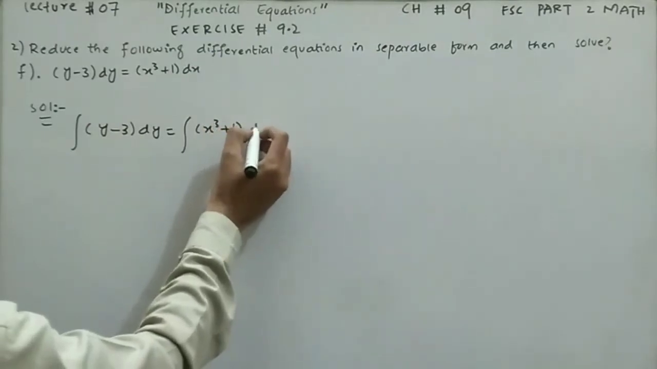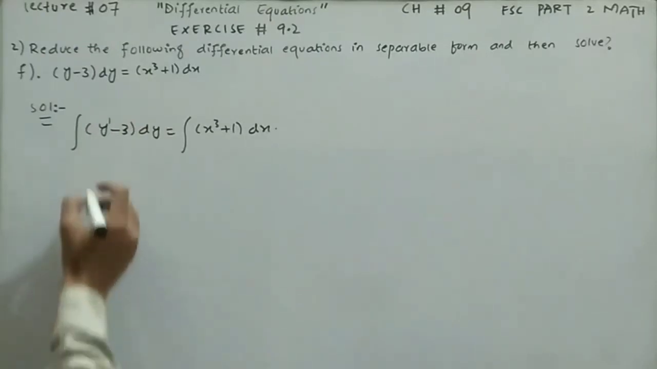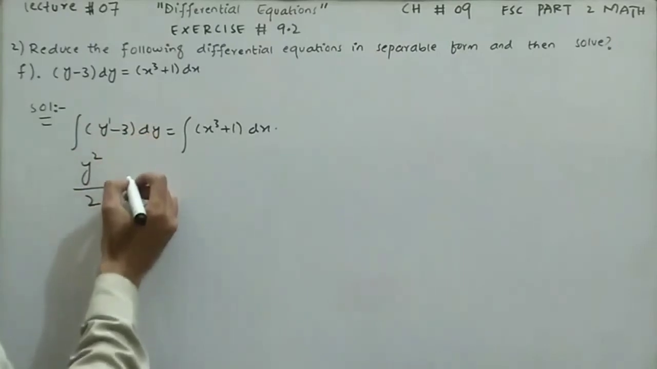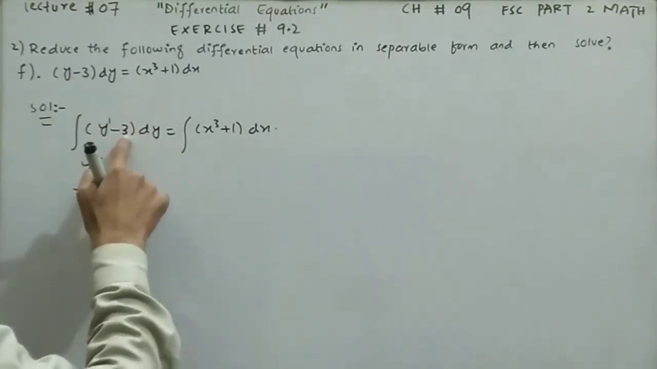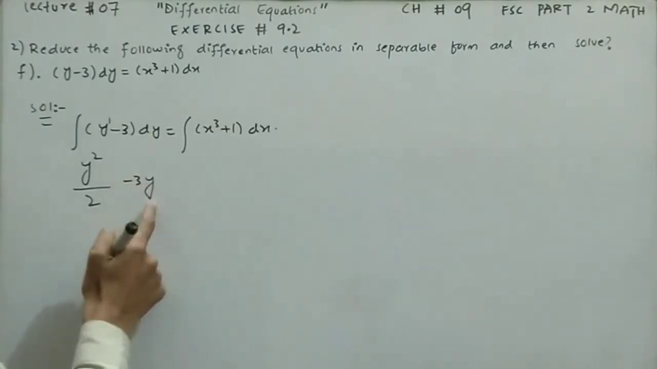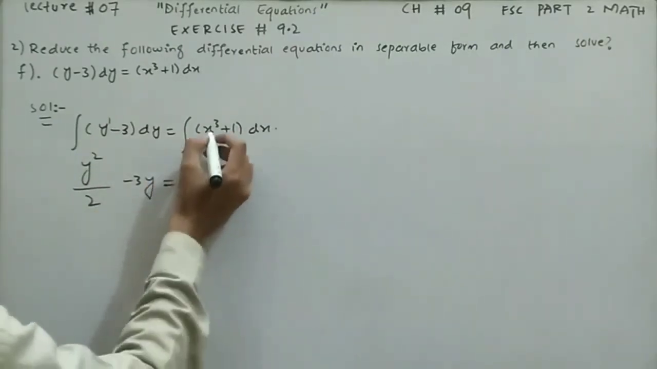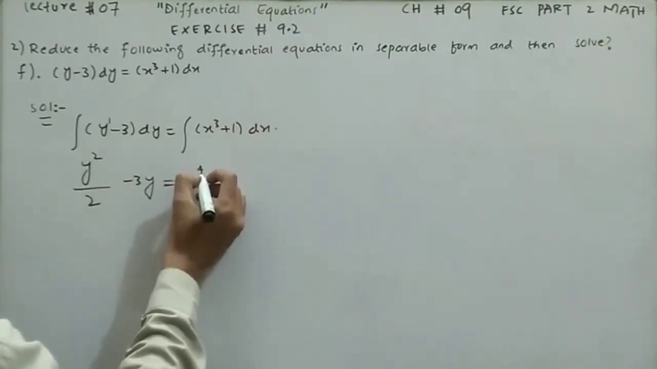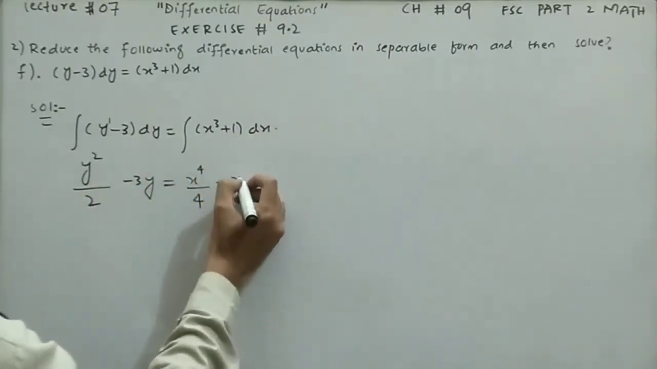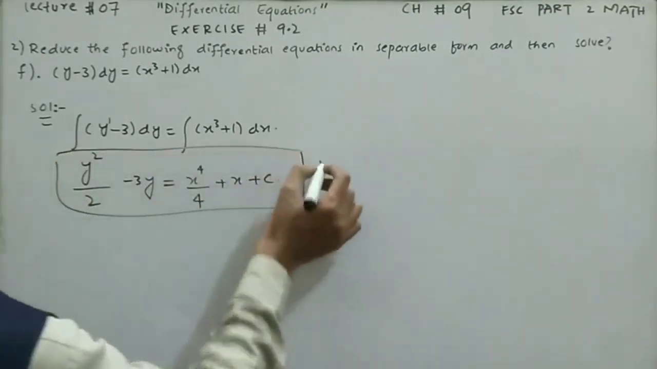So integration of y with respect to dy: the highest power of y is 1, so we add 1 in the power, so it will become y square, with the same power in the denominator. And minus 3: minus 3 is a constant, so we take the integral of 1. Integral of 1 with respect to dy is y, because if you differentiate y with respect to y, it will again give us 1. Minus 3 is equal to x cube: add 1 in the power, so x power 4, and write the same power in the denominator just like this. And plus integration of 1 is x, and plus the constant of integration. This is the required general solution.